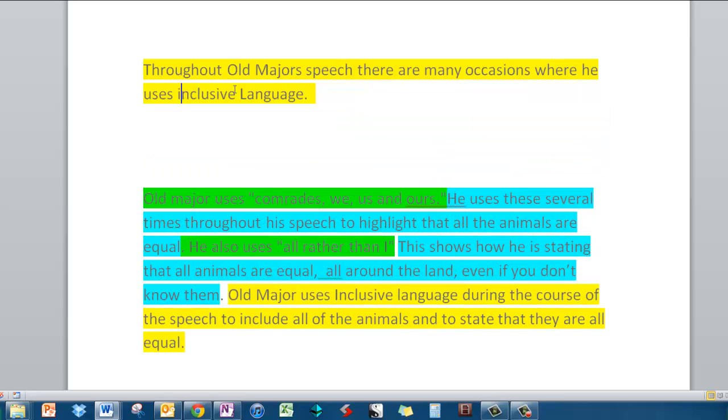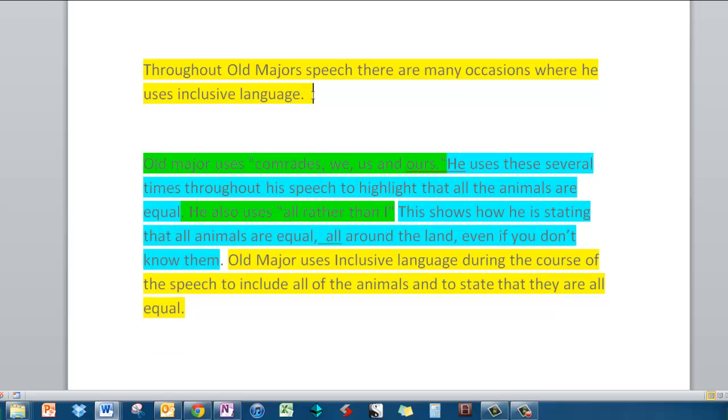These just need to be little letters. They don't need to be capital letters. It's not a name of a person or a place. So little letters are good. This clearly tells us that this paragraph is going to be about inclusive language. So well done, Harry. That's great.